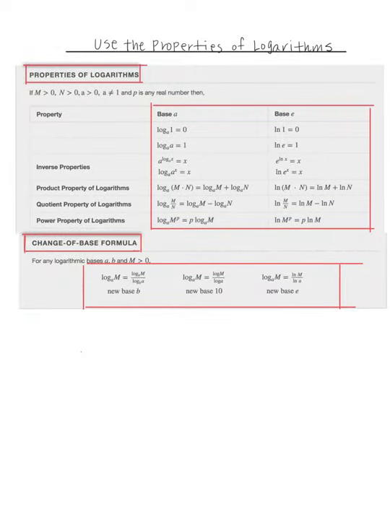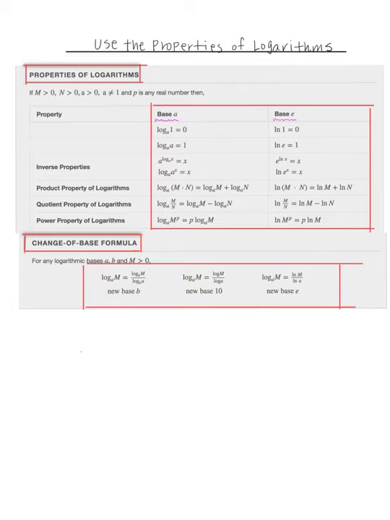Alright, here they are. Here are all the properties of the logs that you must memorize. So grab a piece of paper or a flashcard and write down all these properties. Alright, so let's go through this chart. So the first one, the properties of log. Let's first go with the base A and then go with base E.